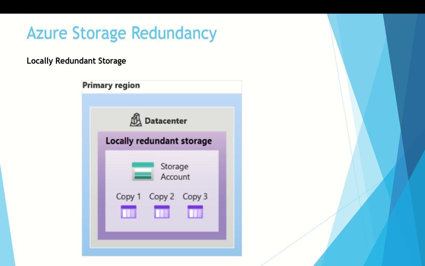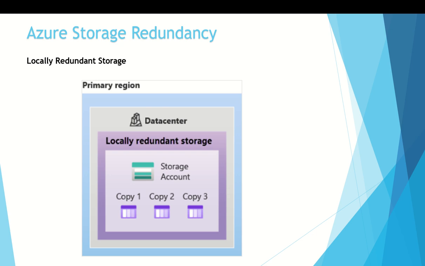Each of these replicas reside in separate fault domains and update domains within one storage scale unit. So local redundant storage is the lowest cost redundancy option and offers the least durability compared to other options. LRS protects your data against server rack and disk failures. However, if a disaster such as fire or flooding occurs within the data center, all replicas of the storage using LRS may be lost, unavailable, or unrecoverable.